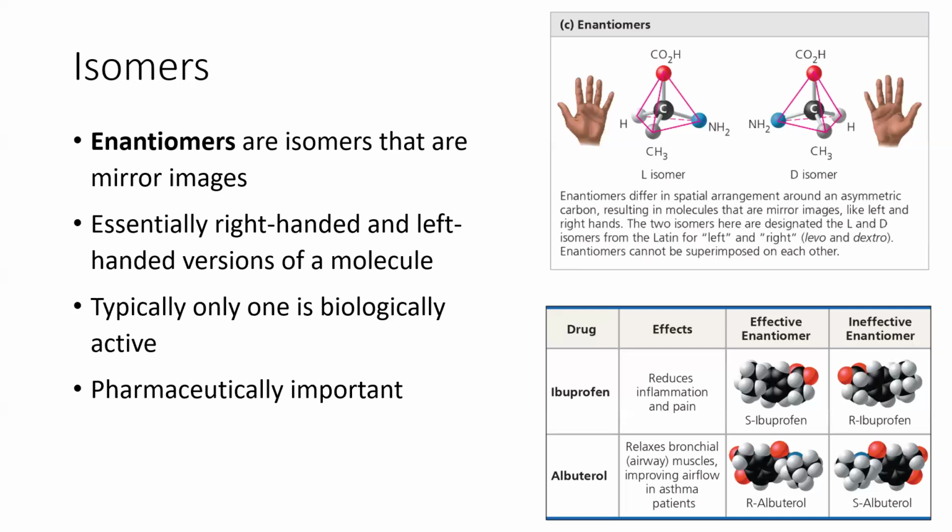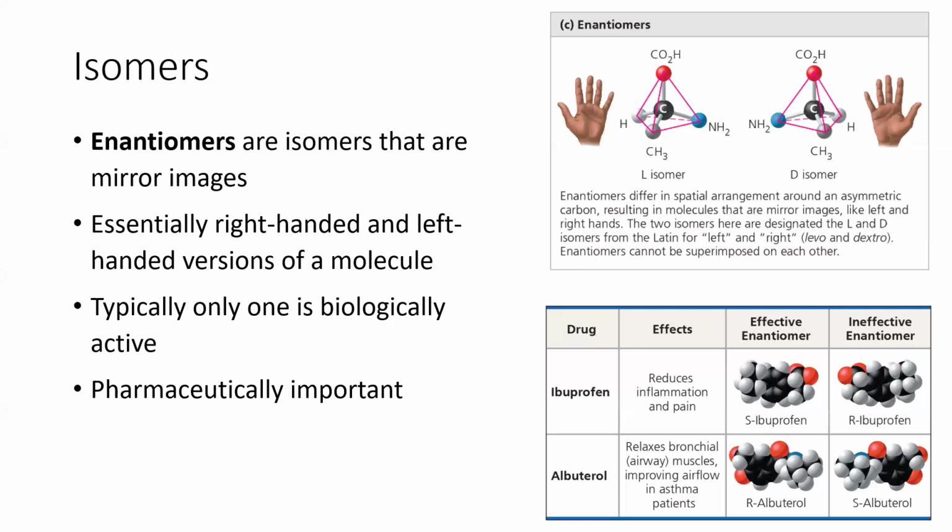As I was mentioning that pharmaceutical relevance, if one is active biologically and one is not, it's important to use the right form. And then this bottom table is kind of showing effective and ineffective enantiomers on two common drugs. So one of the ibuprofen enantiomers is 100 times more effective than the other. So depending on what you're wanting, that could be important.